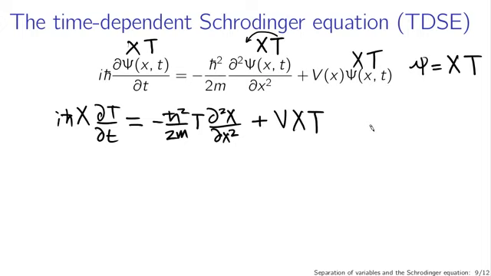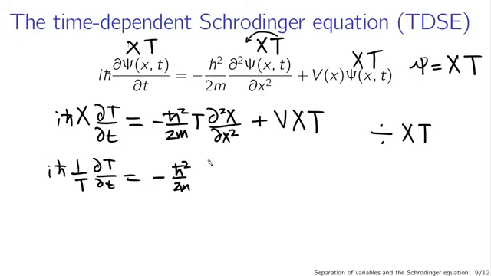All right. Now the next step in separation of variables is to divide through by your solution, XT, assuming it's not 0, that's okay. And you end up with i h bar, 1 over big X, 1 over big T, canceling out the X, and you're just left with 1 over T, partial of T with respect to t. And then on the right-hand side, we have minus h bar squared over 2m, 1 over big X, second partial of X with respect to position, plus V. X and T are fully canceled out in this term.